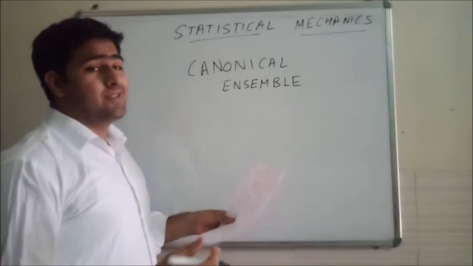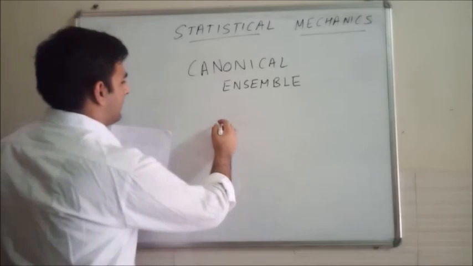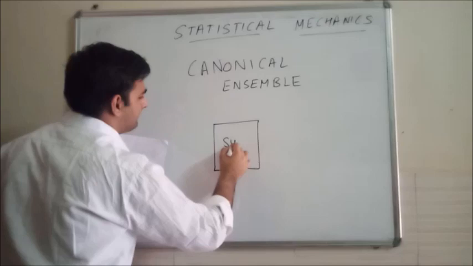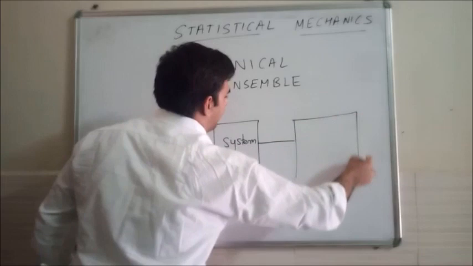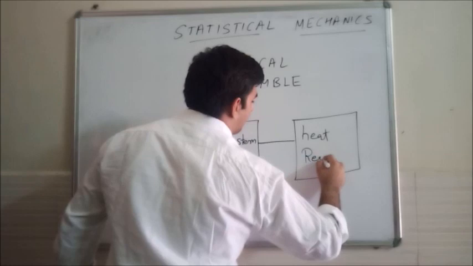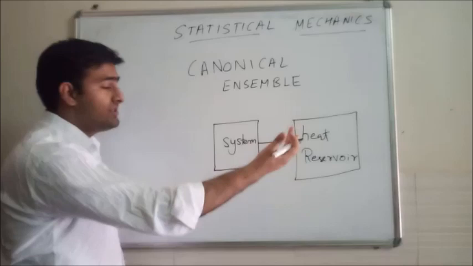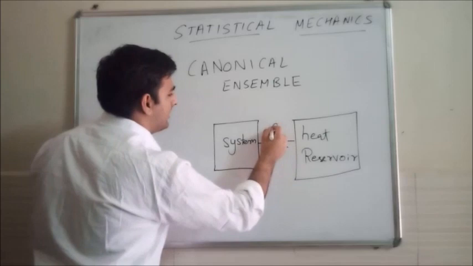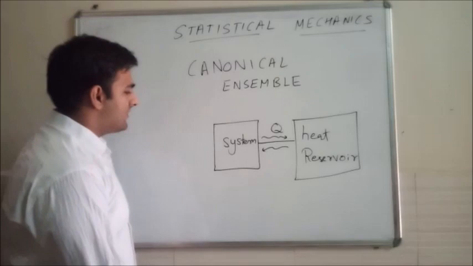Now, we will relax the condition. So, let's draw the diagram. That's our system, and we join it with the heat reservoir. So now the system and heat reservoir can exchange heat, so it is no longer an isolated system. It can exchange heat. So instead of specifying its energy, we will specify the temperature and its volume.